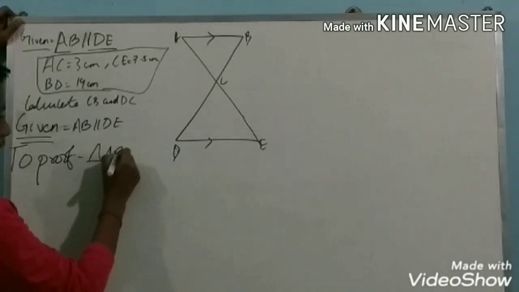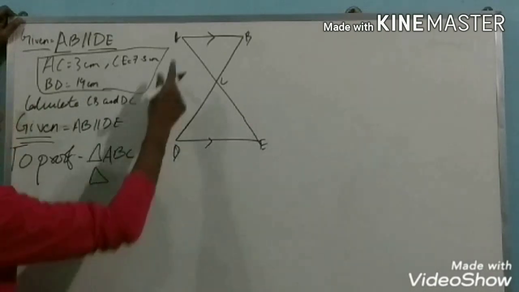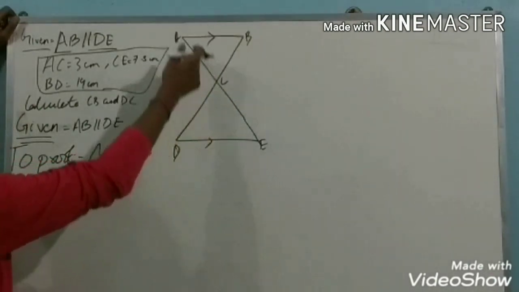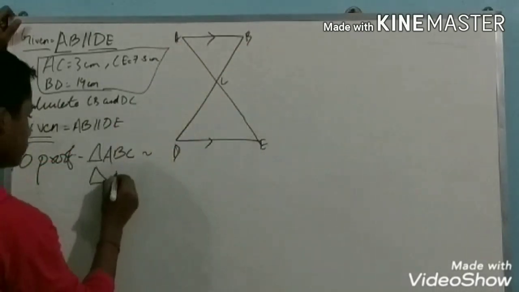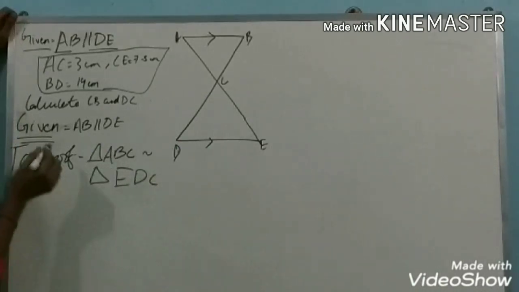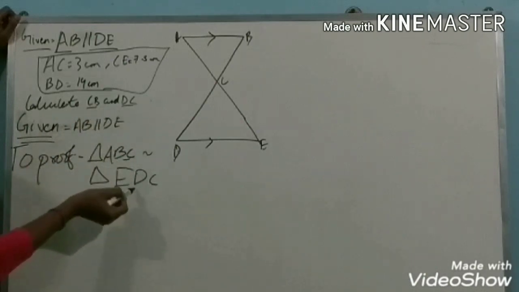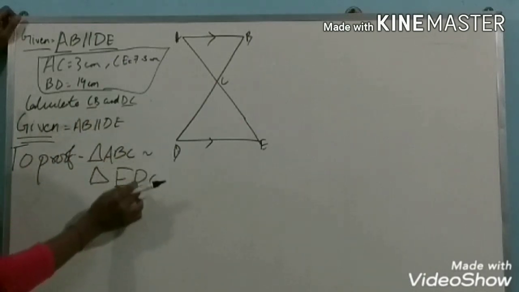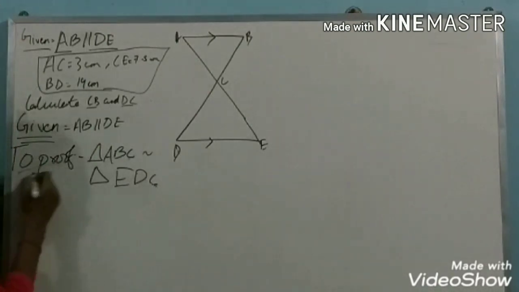To prove: triangle ABC is similar to triangle EDC. Calculate BC and DC; both are available here. Yes or no? So now let us prove that.